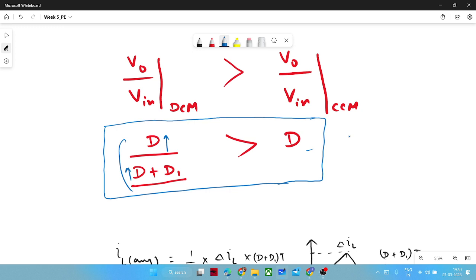So if it will never be greater than 1, if it is always less than 1, let us assume 0.99. So isn't it greater than d? I don't know, sir.